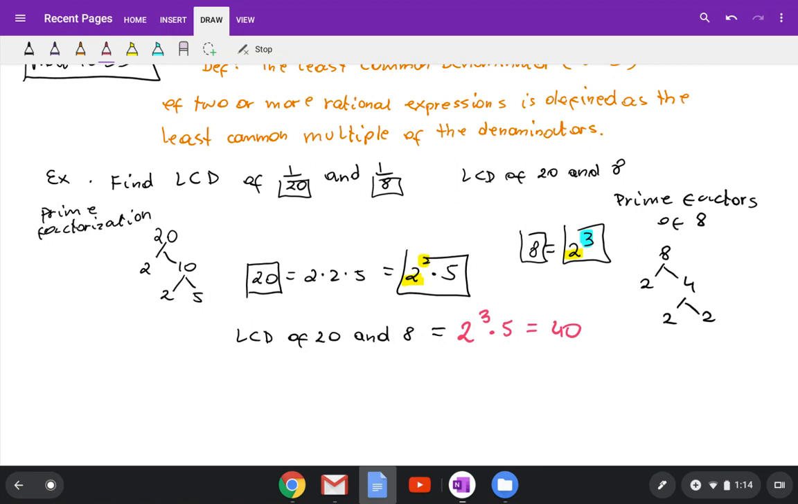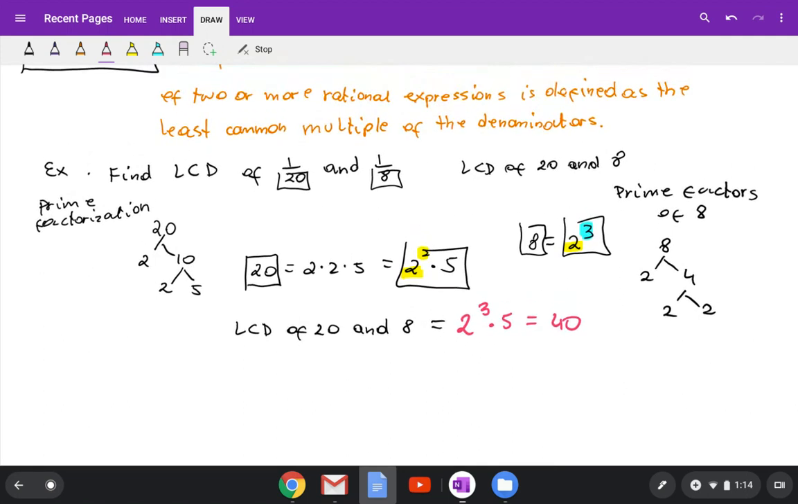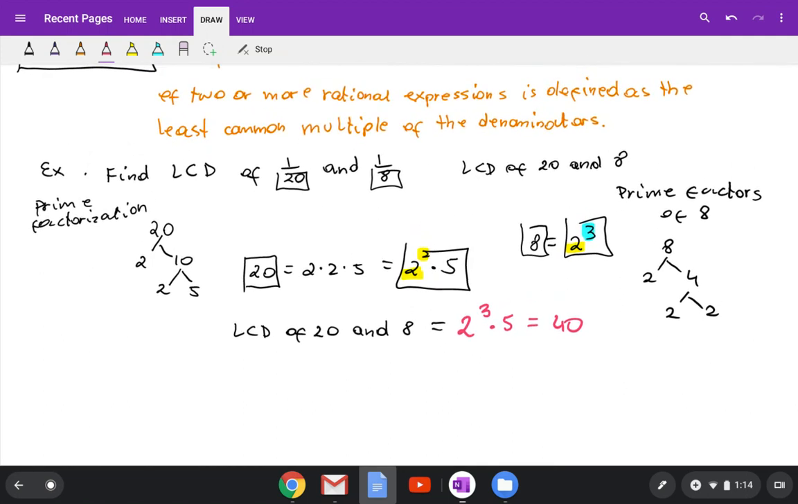40 definitely can divide 20, and 40 definitely can divide 8. Also, one note about the least common denominator: it should not be smaller than the biggest number you have in the denominators. The higher number here is 20, so your least common denominator has to be 20 or bigger. Keep that in mind.